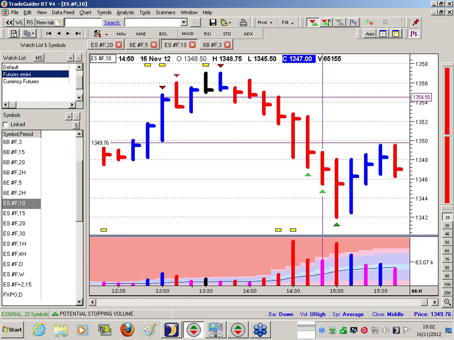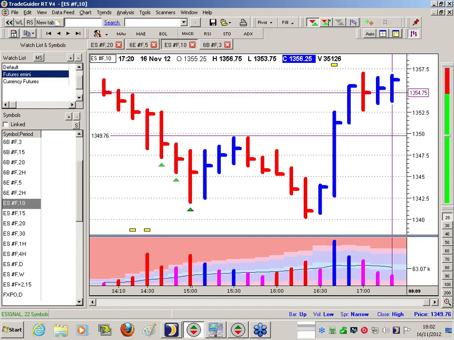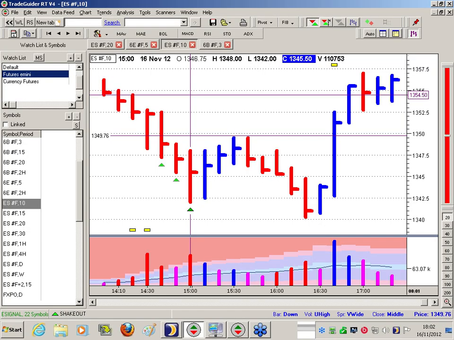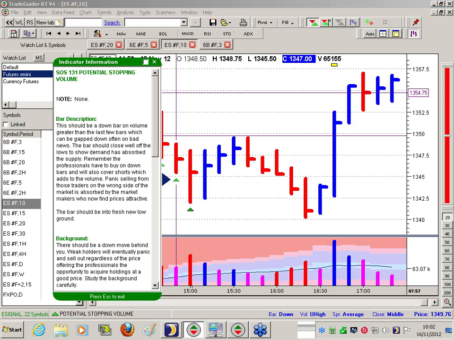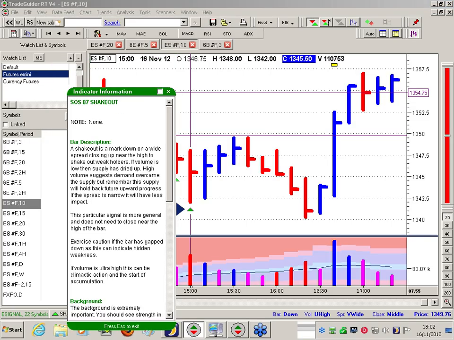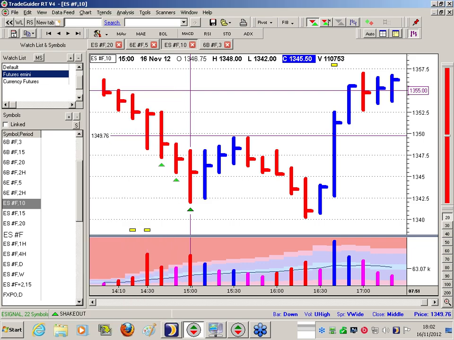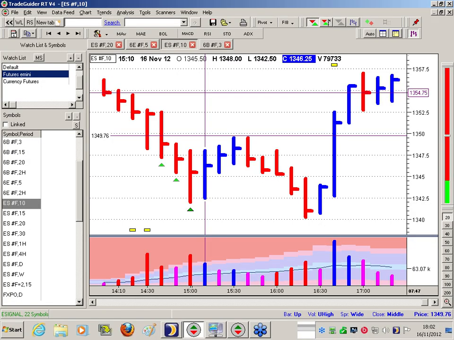Okay, so the market, for the 10-minute chart. Now we look here, and of course there was some sort of stopping volume that appeared. And there are even signals here, look. Quite a few of them. Potential stopping volume. Shakeout, all sorts of things here, haven't we? Shakeout. Okay, so there was some spread that came in there. You can see that with the high volume.